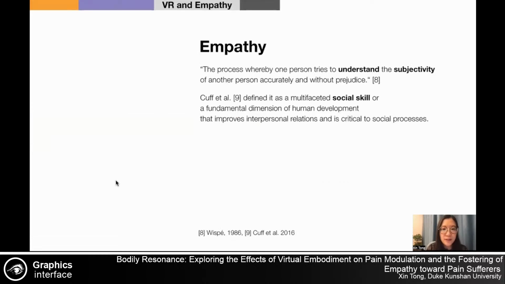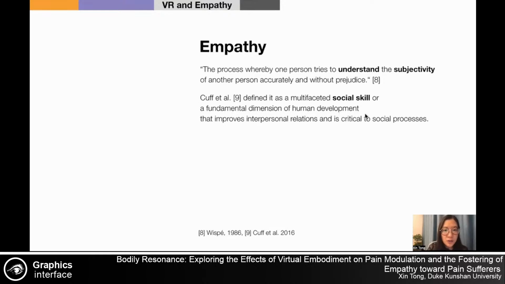From multiple definitions of empathy, we found that empathy is not only a personality trait, but also a kind of social skill that one can develop. Empathy helps build social connections with others and supports pro-social behavior. In my dissertation, I adopted a multi-component approach to define empathy from 3 perspectives: cognitive empathy, also called perspective taking, emotional empathy, also called affective empathy, and finally, physical empathy.